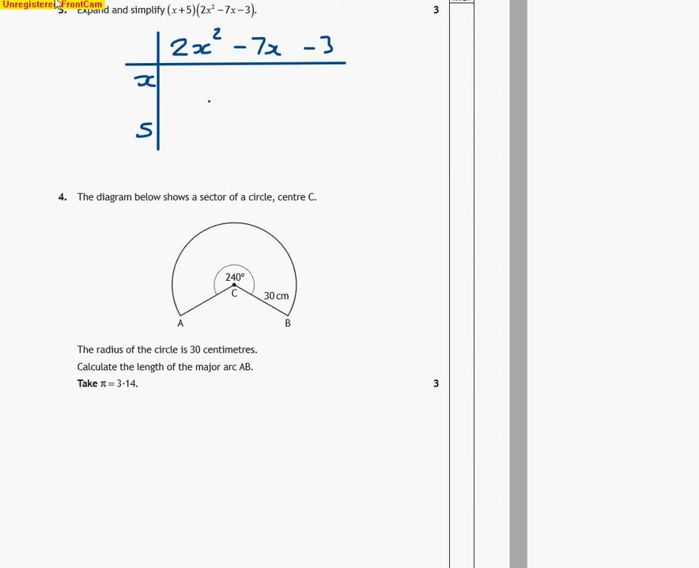So 2x squared times x. We're adding the indices. There's like a little 1 there. Okay, so when you multiply these terms, you add indices. Okay, minus 7x times x, minus 7x squared, minus 3 times x, minus 3x. Okay, so the only difficult thing here is knowing to add the indices when you multiply.